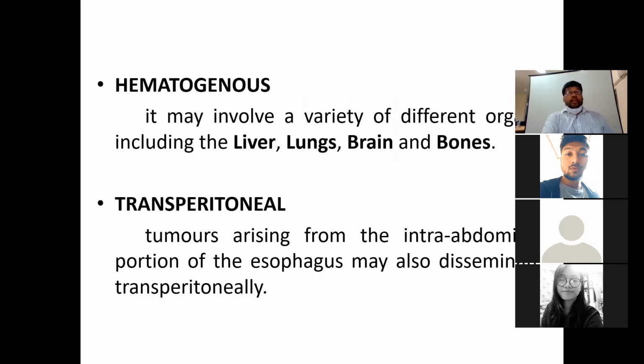So next is the hematogenous spread. So it spreads via the blood route. So a variety of different organs are involved, including liver, lung, brain, and bone. So next is the transperitoneal spread. The tumor arising from the intra-abdominal portion of the esophagus may also disseminate transperitoneally. So these are the common modes of spread.